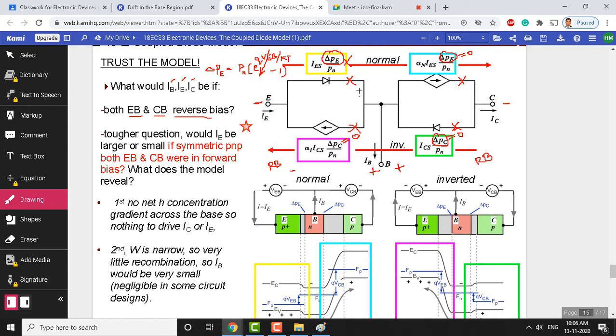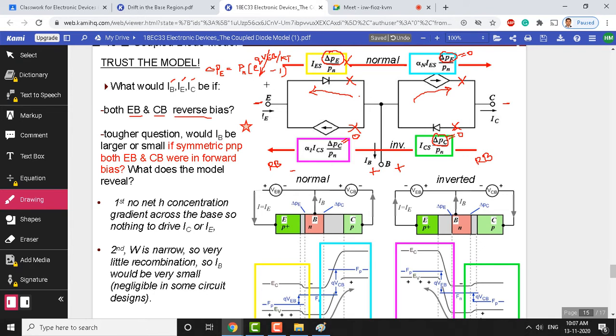But in practical BJTs, even though we have reverse biased here and the forward current is going to be 0, a small amount of reverse saturation current may flow from base to the emitter. The same thing will happen from base to the collector. Since these quantities are very small, they can be neglected. In the ideal case, between the emitter and the collector, the entire circuit will act like an open circuit under reverse bias.